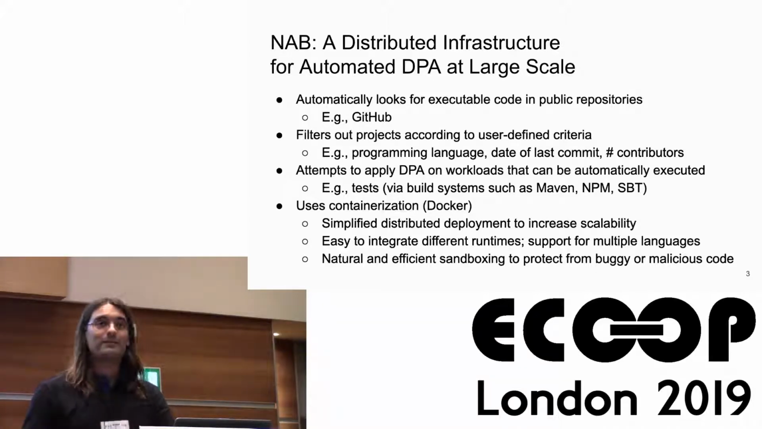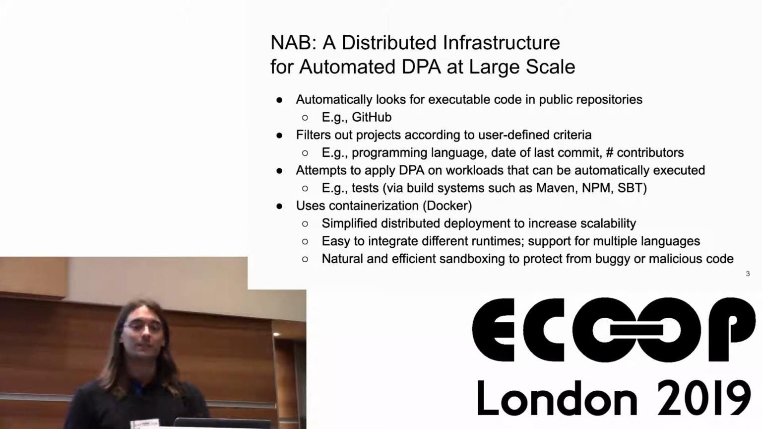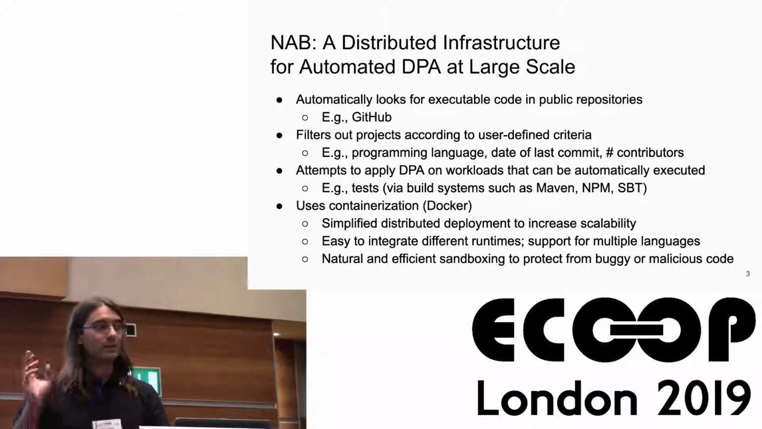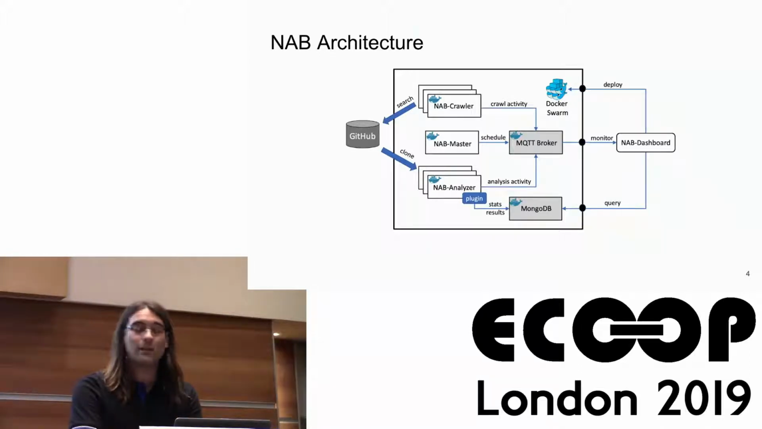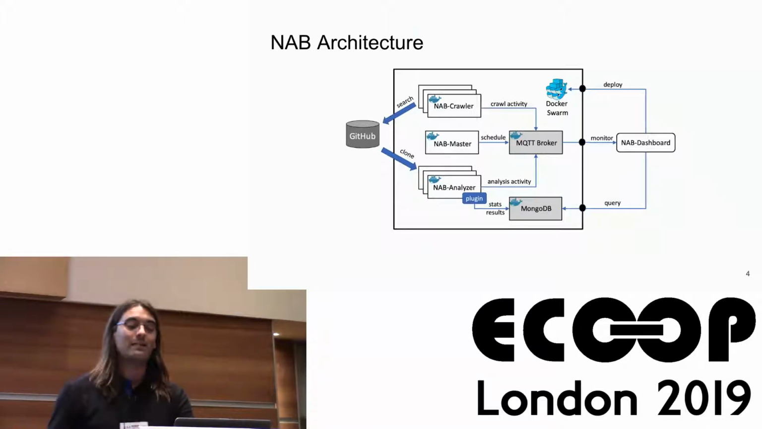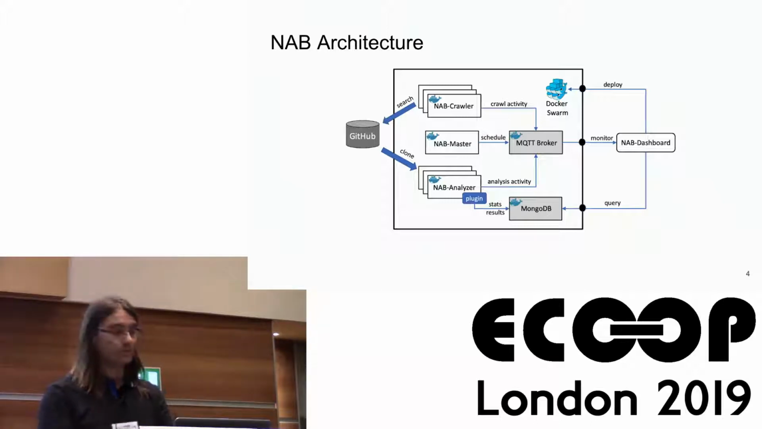And another reason is that containerization provides a natural and efficient sandboxing, which is very important when analyzing projects in public repositories, since the projects could contain code that is buggy or malicious. In the slide, I'm showing the high-level picture of the NAB architecture. Components with a white background are new components that we developed for NAB, while components with a gray background are existing services that NAB uses as part of its architecture.